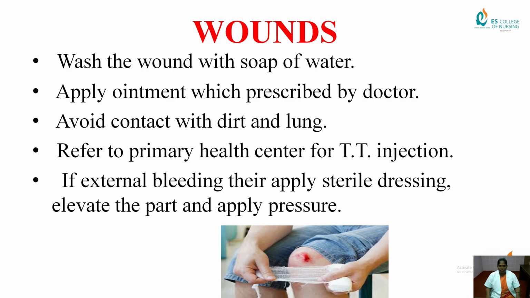Next, wounds. If the person gets a wound, immediately wash the wound with soap and water and apply ointment prescribed by the doctor. Avoid contact with dirt, refer to the primary health center, and give the TT injection. It will prevent sepsis. If there is external bleeding, apply a sterile dressing, elevate the part, and apply pressure. Why elevate the part? The bleeding will be controlled.